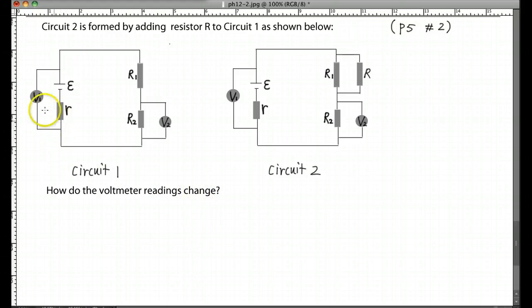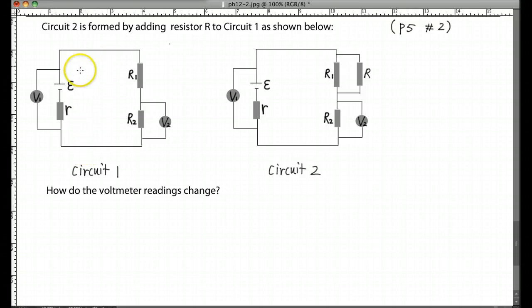There are two voltmeters connected to the circuits, V1 and V2, in both of the circuits. After you added R2, you need to figure out how the current changes, and then in turn how the voltage changes, and then you can figure out the question. Okay, let's look at this.